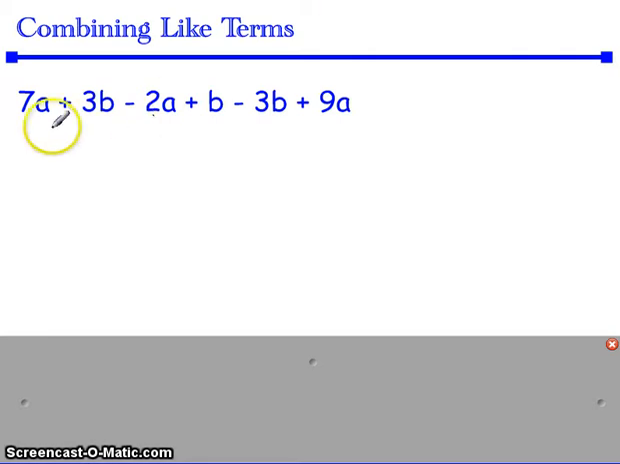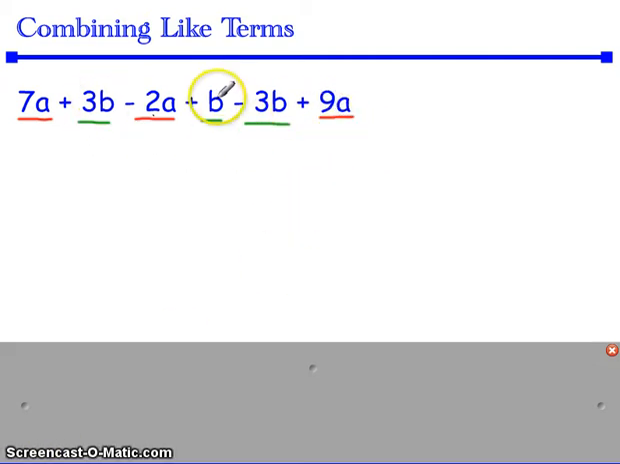So in this expression, the 7a and the minus 2a and the 9a are like terms because they all have a's in them, while the 3b, the b, and the negative 3b are also like terms because they have b's in them. The green ones match each other, and so do the red. To combine like terms, what we're going to do is add together the coefficients. So we're going to add together the 7, and then anytime you have a minus in front of the term, you want to think of that as sticking to the coefficient. So that's going to be a minus 2, and then a positive 9.